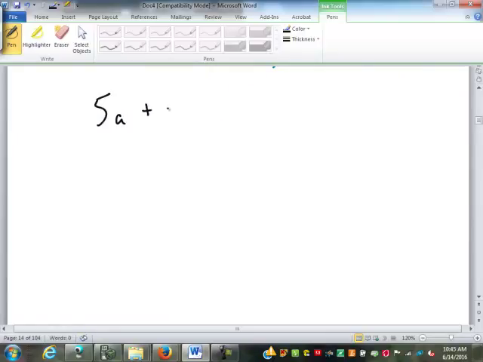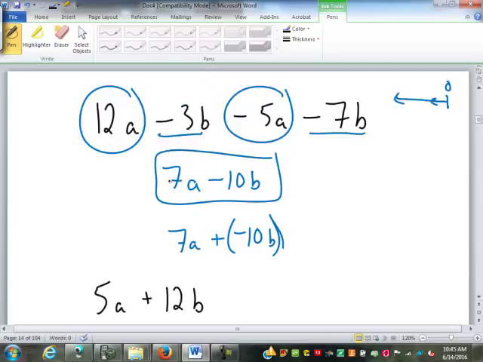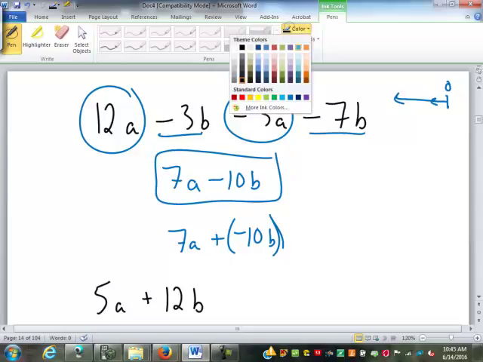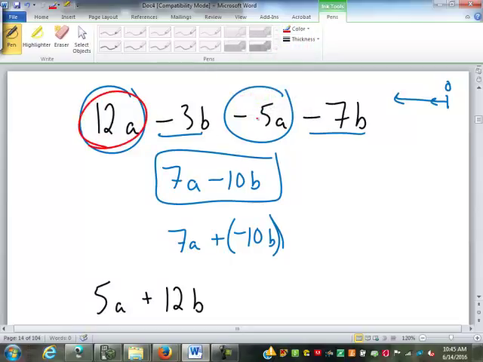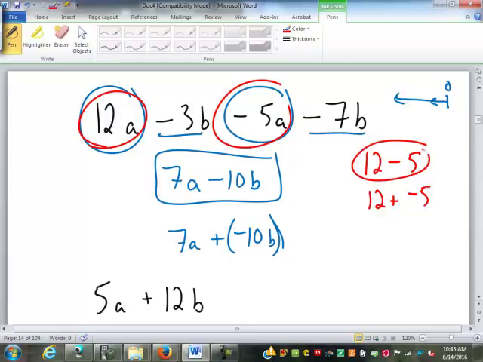Okay, and that's a very good question because it can mean either. But you have to be consistent. I said when you're looking at this, you can think of this as either being 12 minus 5 or 12 plus a negative 5. Both of those give the same result. You can interpret it either way. Either one is going to give you 7a or 7.